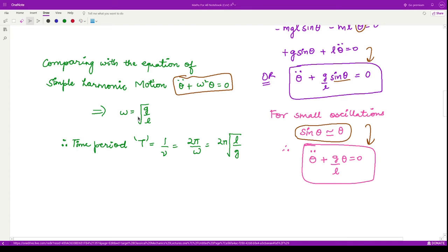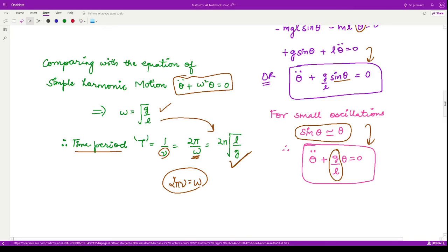Therefore, what is omega? The angular frequency is given by the square root of this quantity. So this is our angular frequency. And what is time period? Time period is given by the reciprocal of the frequency, and this frequency is 2 pi nu, which is equivalent to the angular frequency. Therefore, substituting the value of omega from here, we have the time period as this.